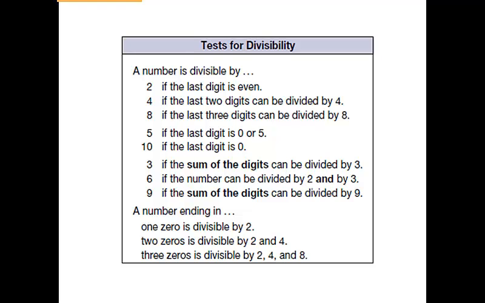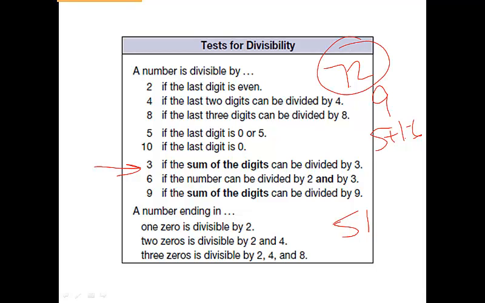And here's the divisibility test form. Hopefully you printed this out. You can find it. Here it is for 3. The sum of the digits can be divided by 3. So you had 5 plus 1 equals 6. Remember that? So we know that 3 will go into 51. Would 3 go into, for example, 72? Yeah, it would, because 7 plus 2 equals 9. Does 3 go into 9? It does. So let's go through these.